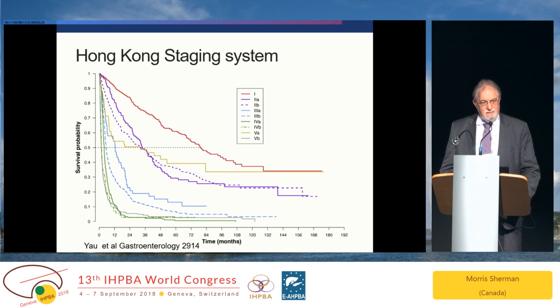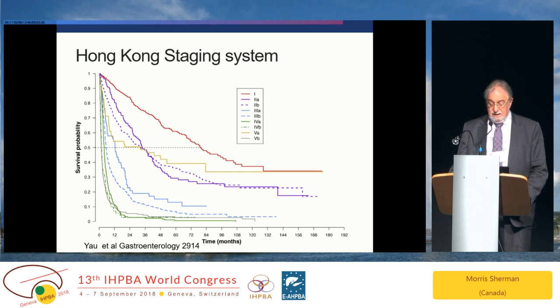And when you look at the survival, this is taken from the original paper, you can see that clearly stage 1 does quite well, but you can see that stage 4, which is the brown line, does almost as well in the long run as stage 1. And then you can see that except for stage 4A, stages 4 and 5 all do more or less the same. So you can see that you don't get very good separation except for stage 1.